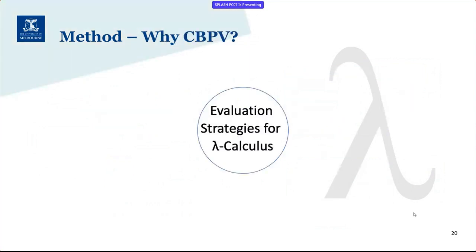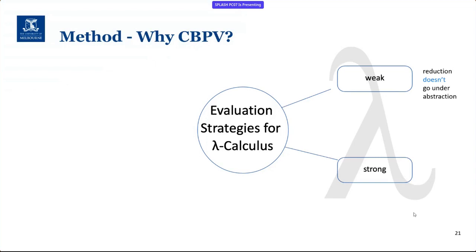And in the end, why call-by-push-value specifically? What even is call-by-push-value? So going back to lambda calculus, I mentioned earlier there are different evaluation strategies for the functional programming languages, and that is because there are different evaluation strategies for lambda calculus.